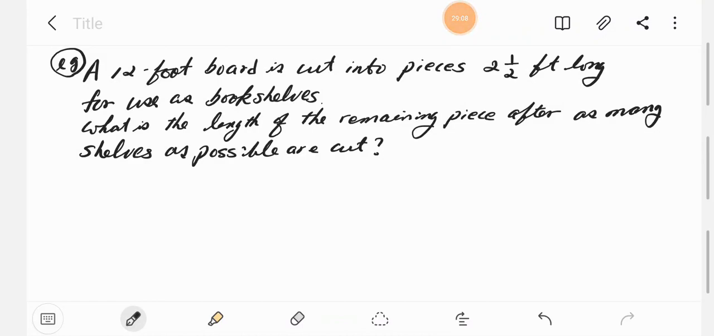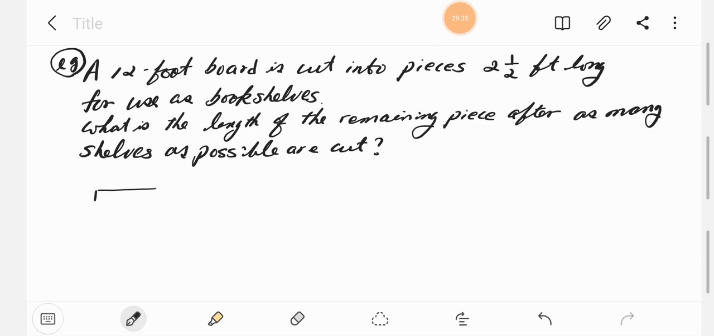Okay, there is a 12-foot board, and this board is cut into pieces. So each piece will be 2.5 feet long. Then what is the length of the remaining piece after we cut into 2.5 feet long?